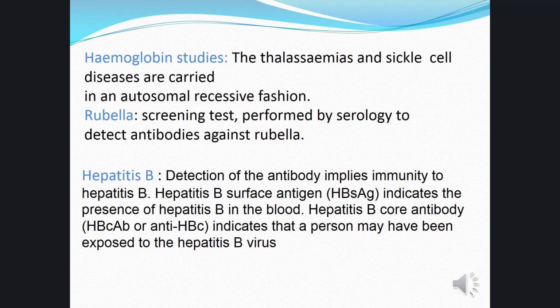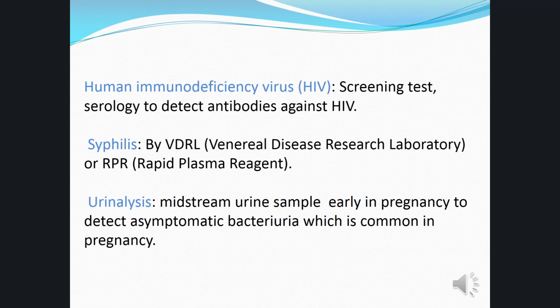Hepatitis B core antibody, or anti-hepatitis core, indicates a person that may have been exposed to hepatitis B virus. Human immunodeficiency virus, HIV, screening test: serology to detect antibody against HIV. Syphilis by VDRL, Venereal Disease Research Laboratory, or rapid plasma reagin.